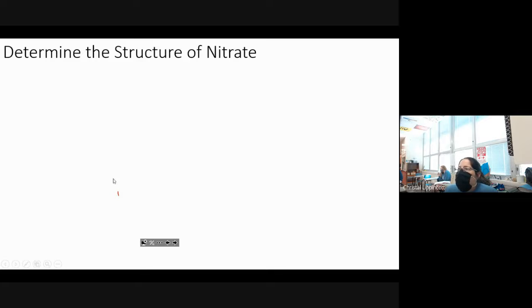All right. So nitrate, if you guys don't remember what nitrate is, NO3 with a -1 charge. Figure it out. Yes, I want the preferred structure. And if you want to get real fancy, you can do some resonance structures on it too.